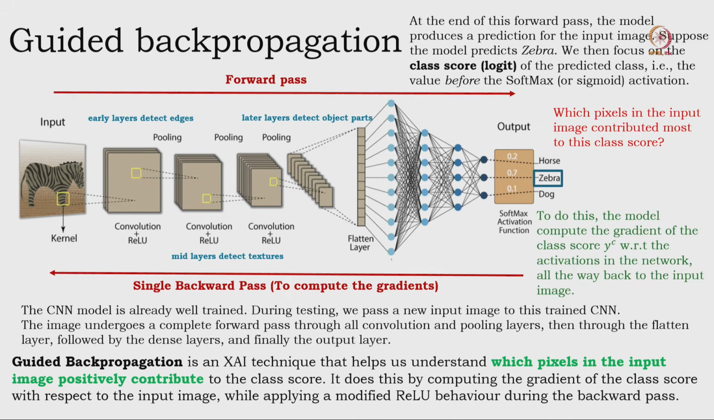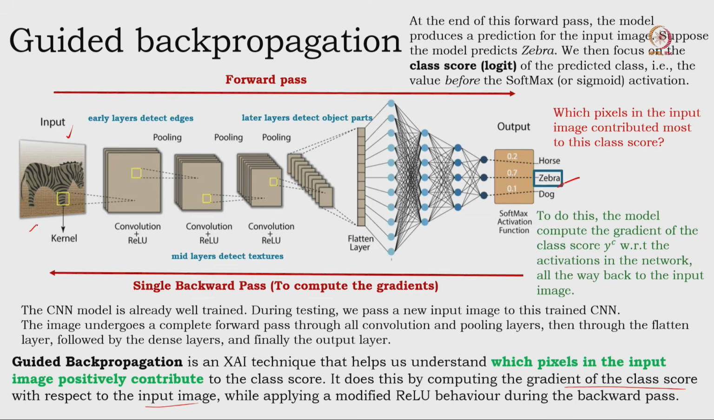So, a formal definition: guided backpropagation is an explainable AI technique that helps us to understand which pixels in the input have contributed more to this particular class score. If the model has predicted it as a zebra, then we are only interested in finding out which input pixels have contributed more, and it does this by computing the gradient of the class score with respect to the input image, from the class score till the input image.